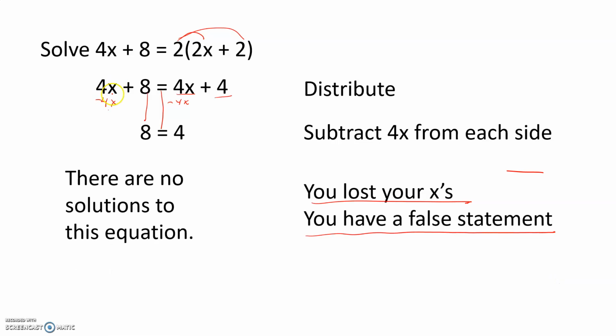And you can kind of see that back in this step. Here I have a 4x and a 4x, and here I'm adding an 8, and here I'm adding a 4. So if these are balanced by putting any number that I wanted, they're not going to be balanced when I add 8 to one side and 4 to the other side. So there's no number I can think of that's going to make this equation be true. So there is a fast review of solving equations with the two weird situations that sometimes occur.